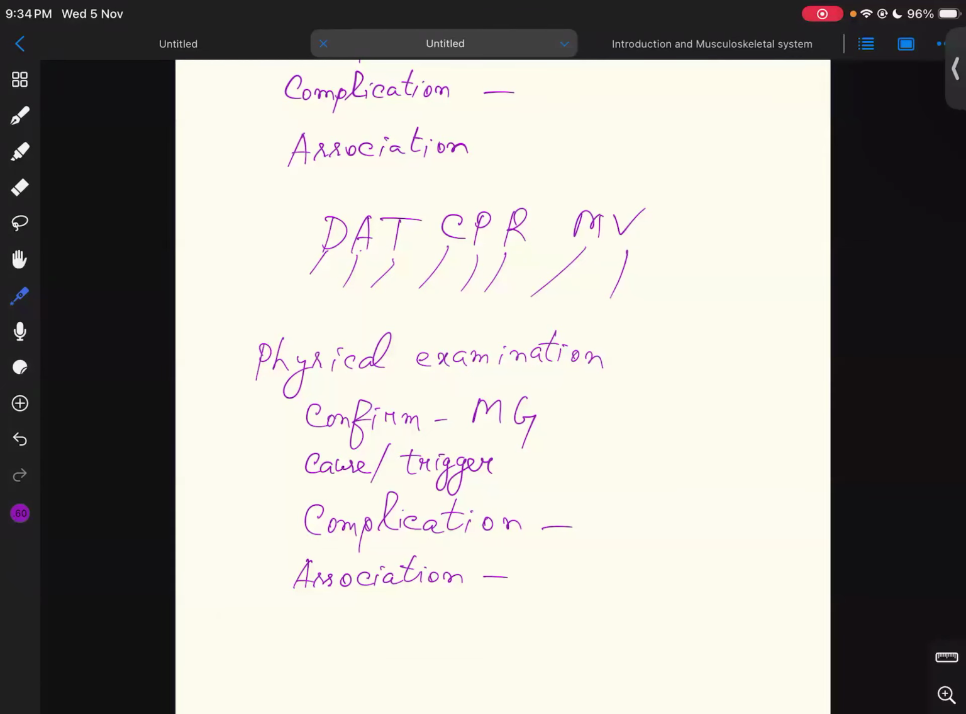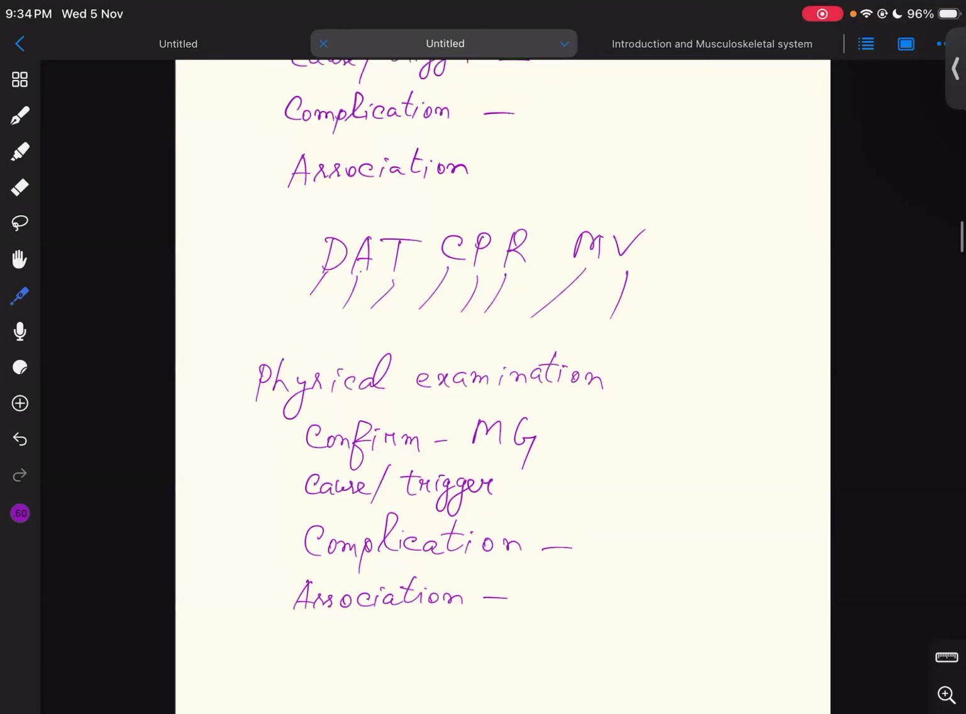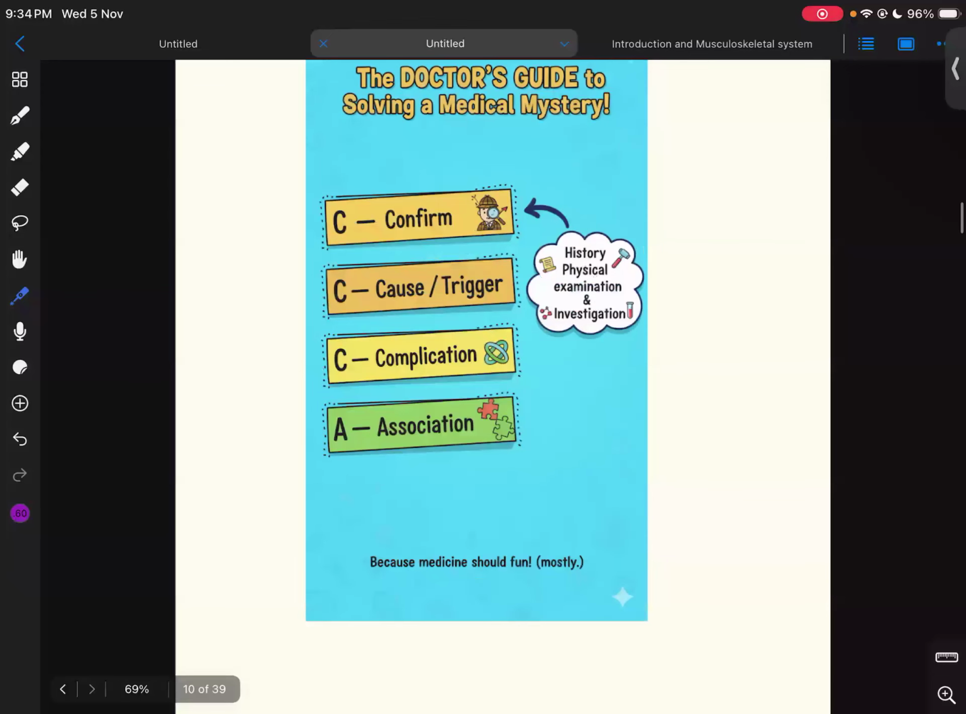This is a long thing to discuss, and there is a recorded video of mine which will be provided to the active participants. It covers the steps of examination of myasthenia gravis, starting from ptosis, and how to approach ptosis in each case. So these are the concepts of CCCA.